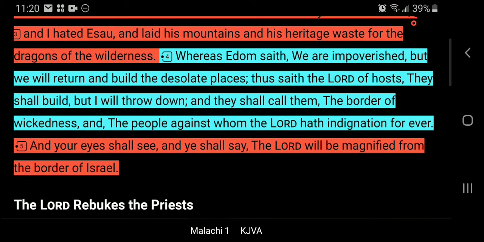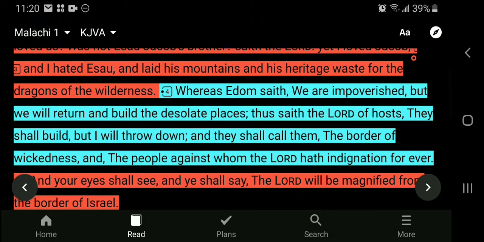Okay, and your eyes shall see, and ye shall say, the Lord will be magnified from the border of Israel. Okay, so the so-called white man got back into power. Esau got right back into power 1,000 years after the fall of Rome, and here we are today in the midst of deception. This was the devil that was prophesied in Revelation to deceive the nations throughout the four corners of the earth.